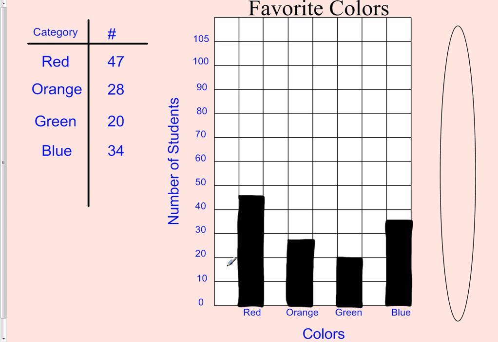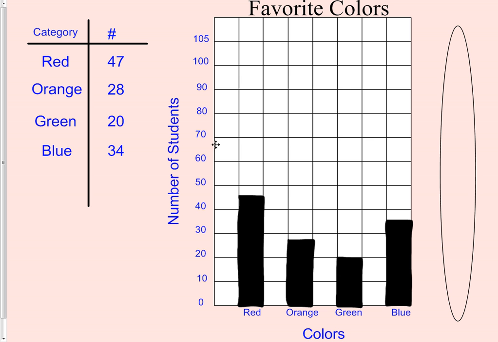A couple of other important things. Notice there's space between each of the bars. I don't come all the way over to the x-axis. I leave that space in there. I make them the same distance. Notice they're all 1 block wide. I could have made them all 2 blocks wide, I could have made them all 5 blocks wide, but they all need to be the same width. The difference is going to obviously be in the height. Then I fill them in, as neatly as possible.